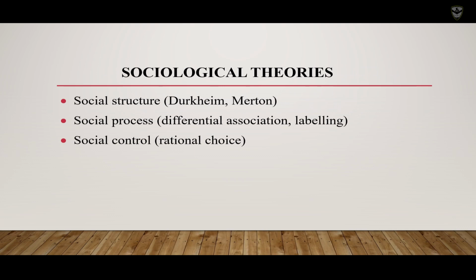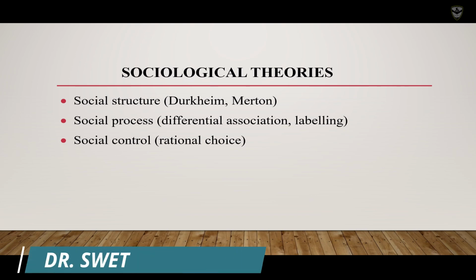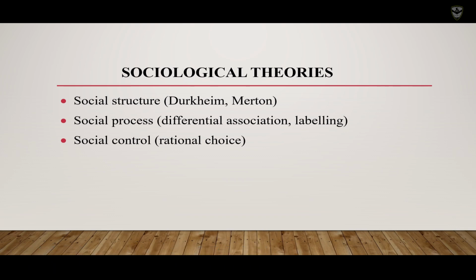When you Google sociological theories or when you refer papers related to sociological theories, there are a lot of authors, a lot of concepts that have been put across in the web. But mainly today we'll be focusing on only three aspects, that is social structure, social process, and social control. How changes in these three aspects lead to crime or can help us in explaining the causal factors of crime.